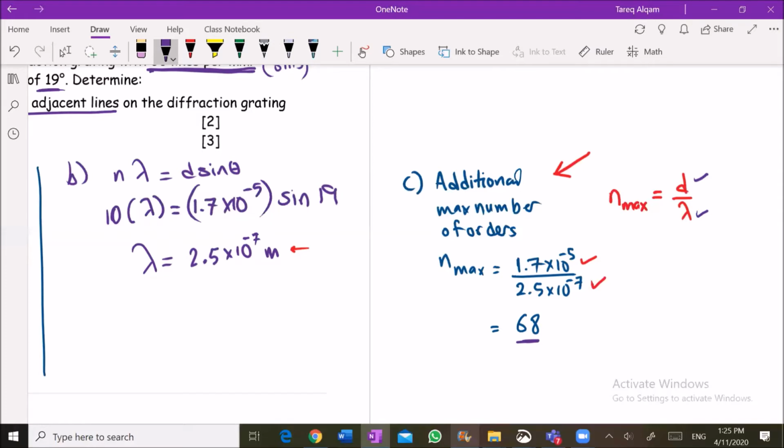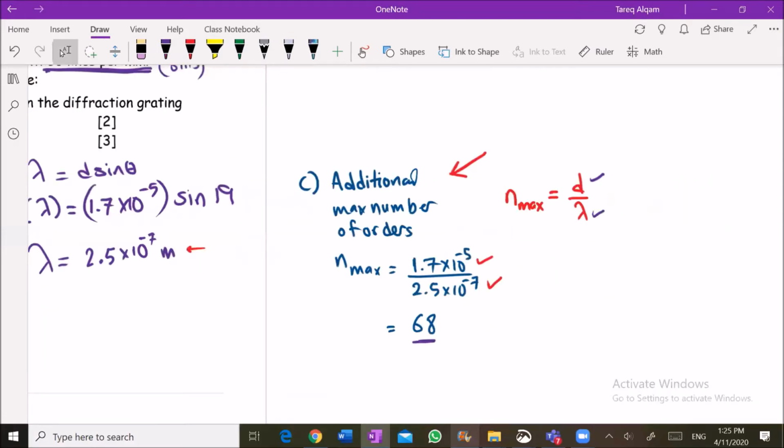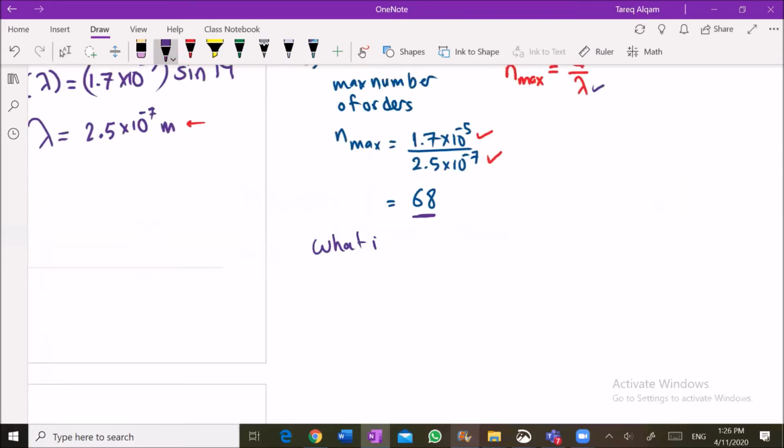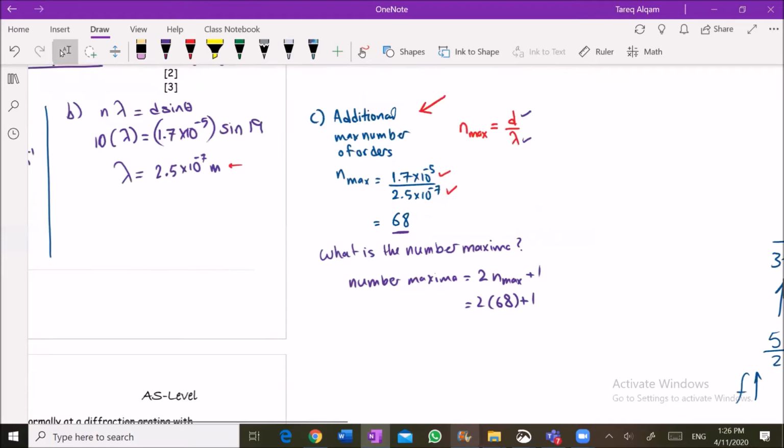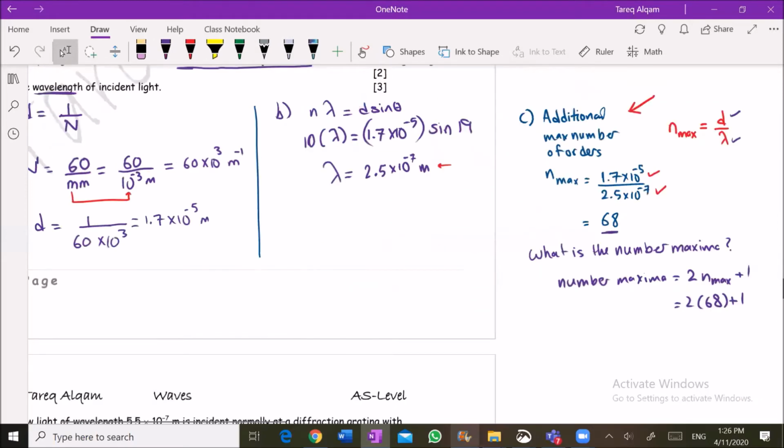In addition, the maxima. How many? What is the number of maxima? How many maxima will I see on the screen? As we mentioned before, guys, the number of maxima is easy. It equals 2 times n max plus 1, 2 times 68 plus 1. Okay, clear? Let me do this question.